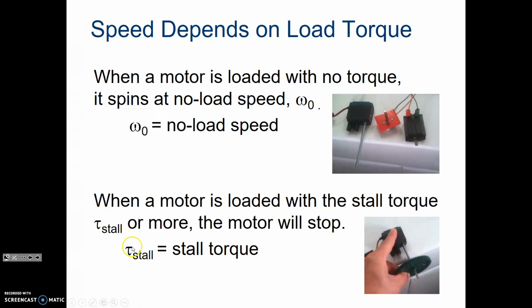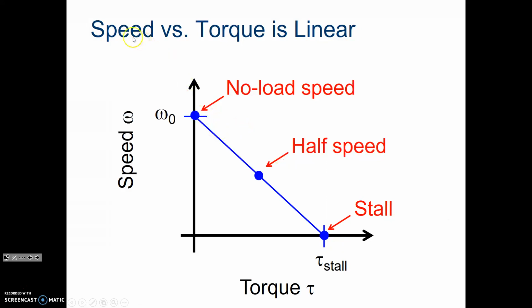Tau stall, which is this symbol, or stall torque, means that this is you pinching the motor and stopping it from moving. It will not move any further. Now, if we put the speed versus torque on a graph here, you're going to notice that as torque is at 0, there's nothing on it, it has a maximum speed. But if you have 0 speed and 100% torque, that means that you are stalled. It's not moving anymore.